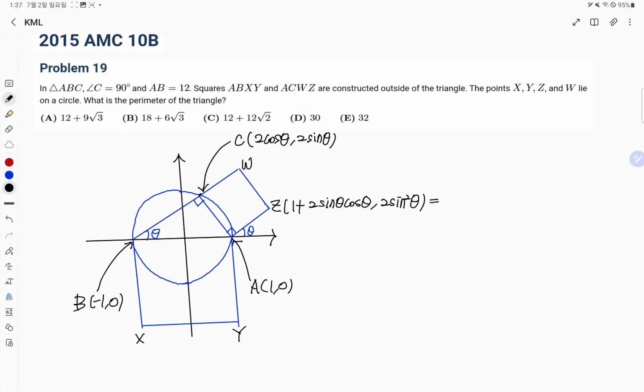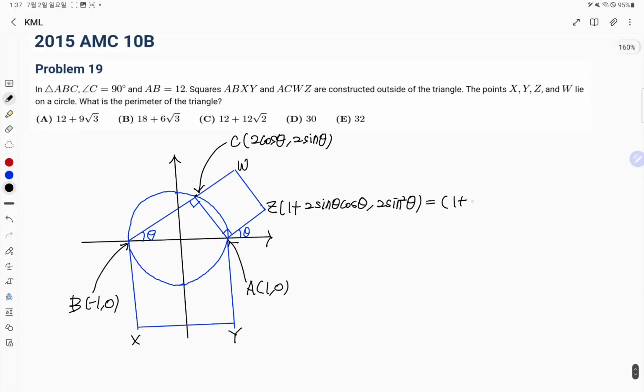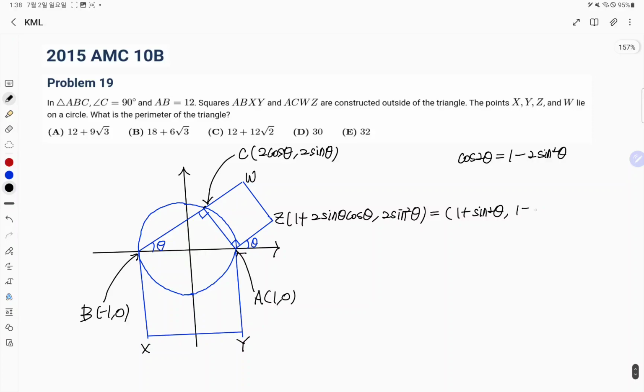And then we can change this theta to double angle. So that means 2 sine theta cosine theta is sine of 2 theta. And for 2 sine squared theta, cosine 2 theta is 1 minus 2 times sine squared theta. So 2 sine squared theta is 1 minus cosine of 2 theta.